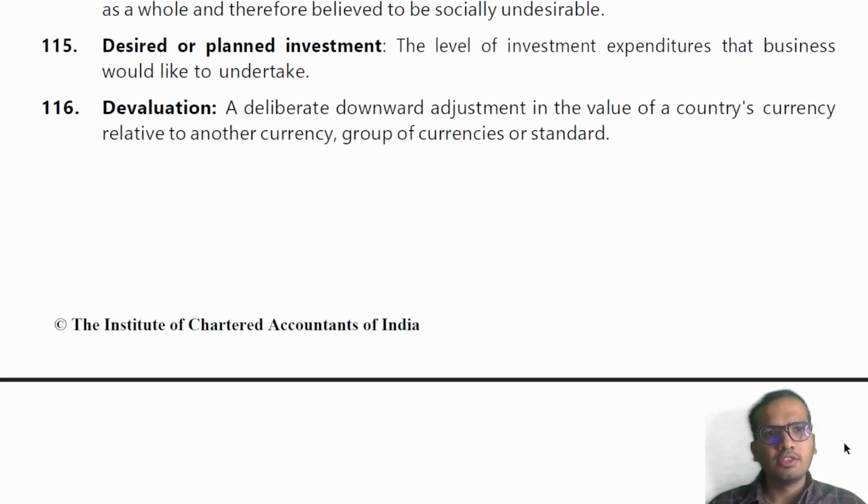Then number 116, devaluation. So a deliberate downward adjustment in the value of a country's currency relative to other currency, group of currencies or standard.